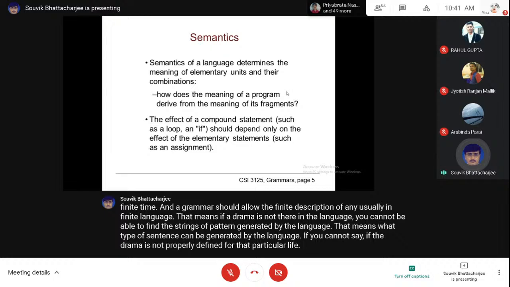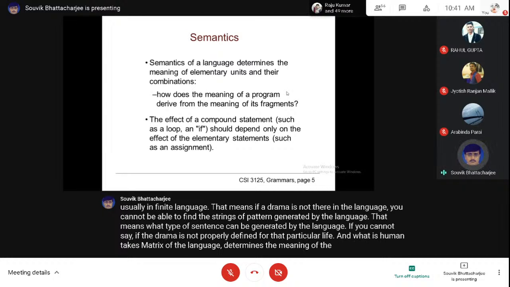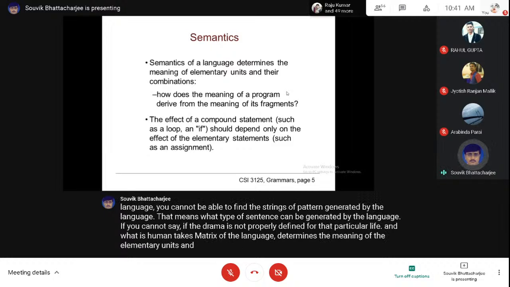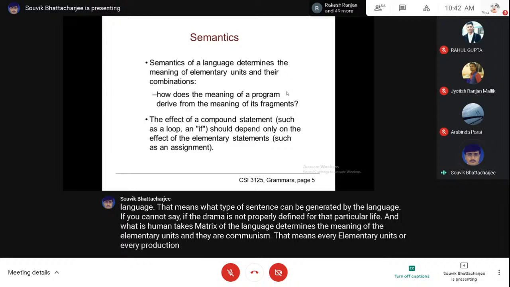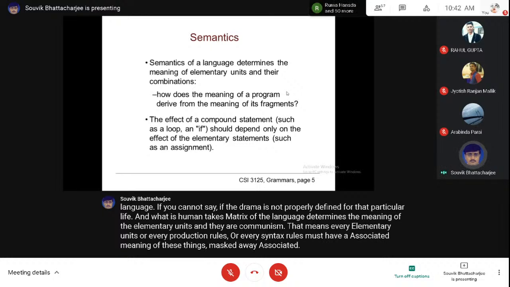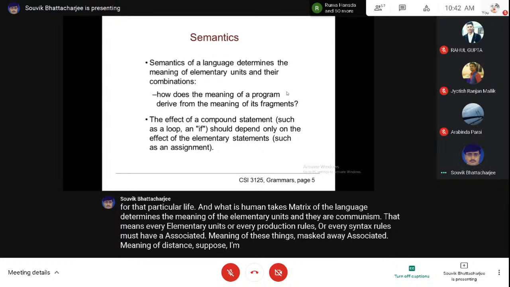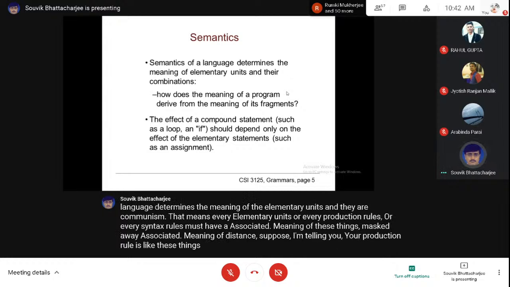Now, what is semantics? Semantics of the language determines the meaning of the elementary units and their combination. That means every elementary unit, every production rule, or every syntax rule must have an associated meaning. Suppose I am telling you your production rule is like this. That means your ID produces ID plus ID. What is the meaning of this?